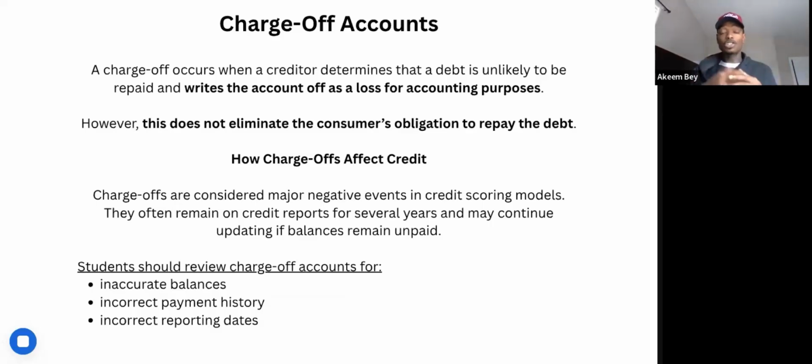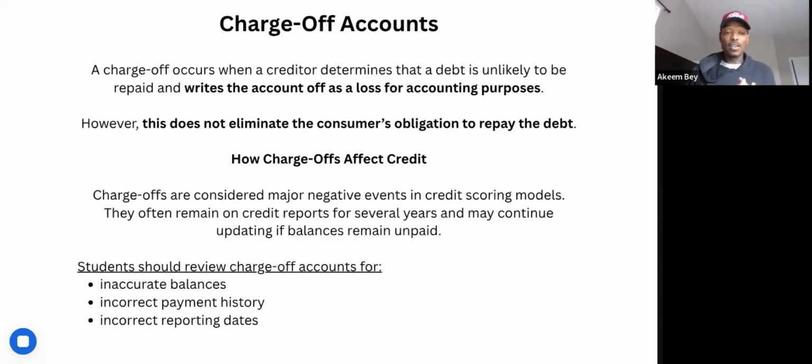So for charge-offs, a charge-off occurs when a creditor determines that the debt is unlikely to be repaid and they write it off as a loss for accounting purposes. However, this does not eliminate your obligation to repay the debt. I know a lot of people talk about the 1099 and if they charged it off, you no longer owe it. That's not true.